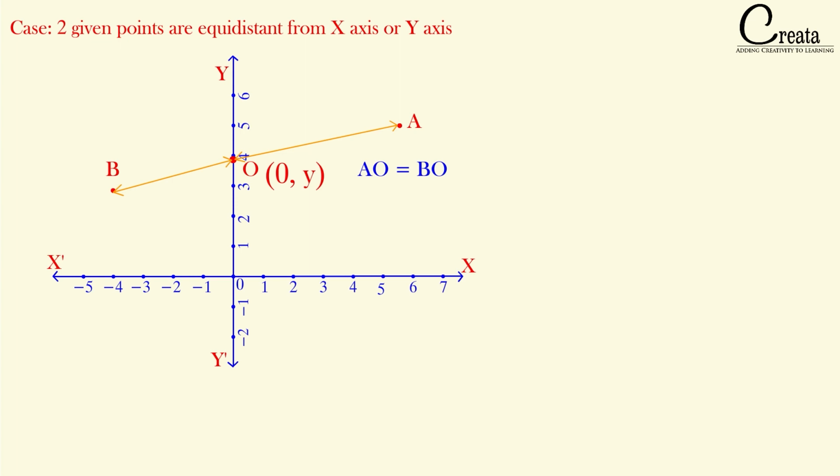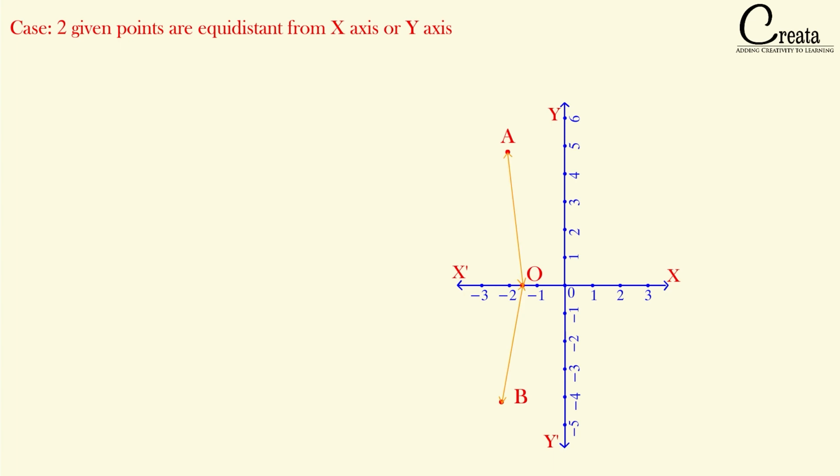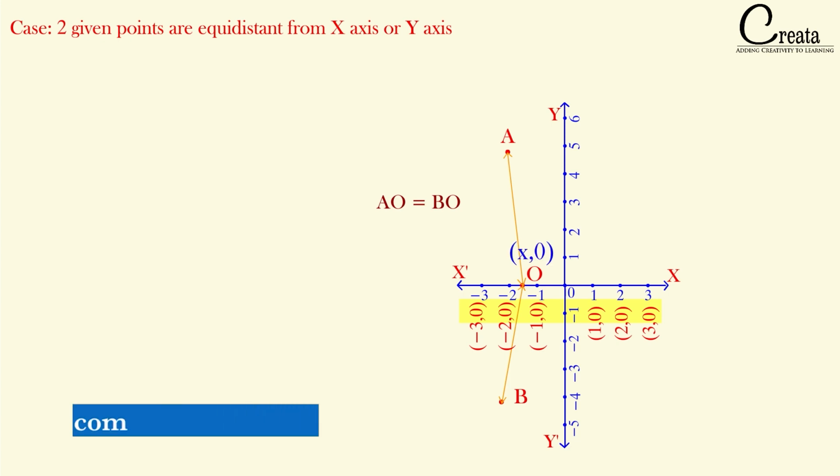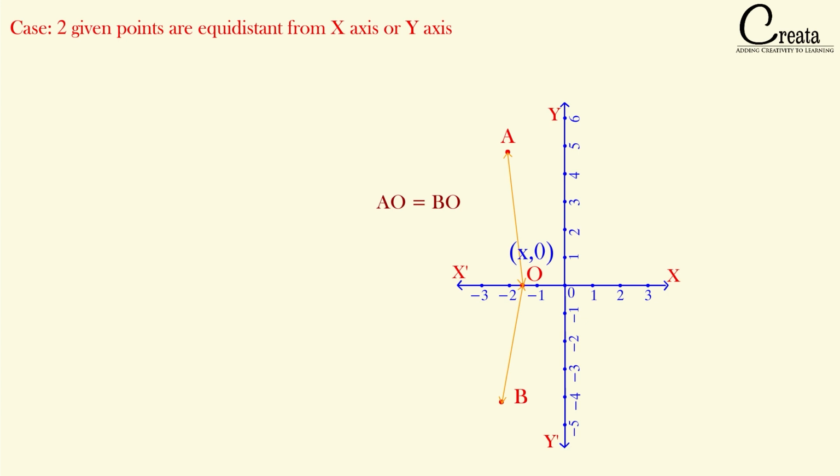Got it? We have already taken this type of question in our theory part. You can cross check if you have a doubt. Similarly, if we have 2 points which are equidistant from the x-axis, then we can say AO is equal to BO. Again, the same approach, but here the y coordinate will be 0. On the complete x-axis, if you observe all these points, its y coordinate is 0. So the coordinates of point O will be x comma 0. The y is 0. Again, we will equate both the expressions and solve for x. Got it? So this is for the distance formula.